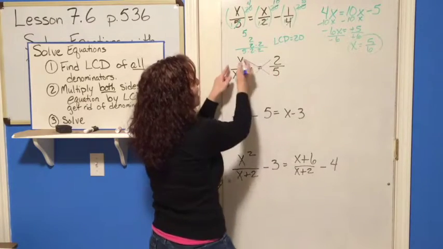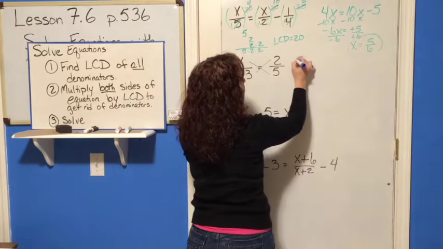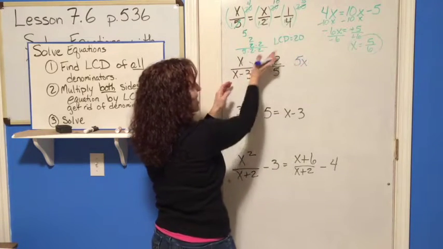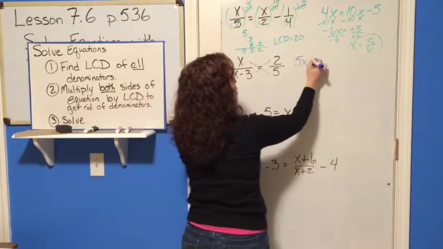All right, so I can just multiply 5 times x and get 5x, and I can say that that is equal to 2 times x minus 3.